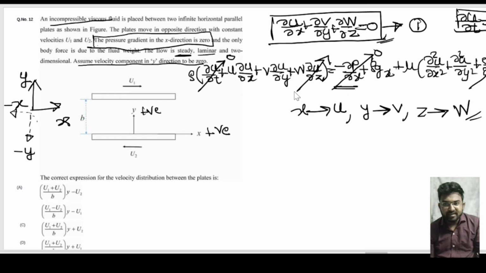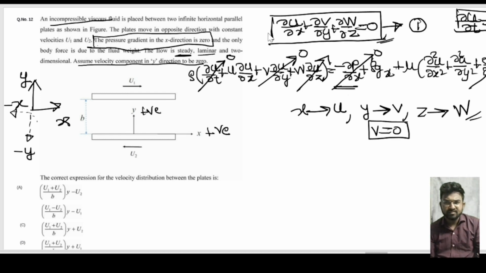Okay, so they are telling us this term is 0 because v is 0, the velocity component is 0. So you have cancelled v. If you are equating v with 0, this term will be 0. Okay, understood?